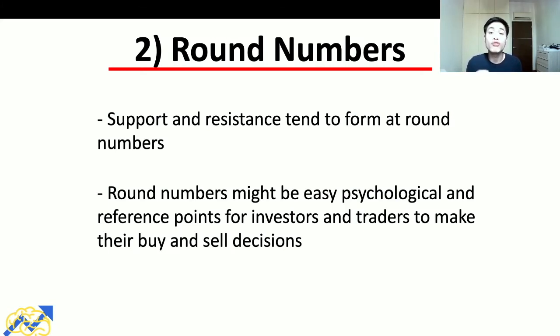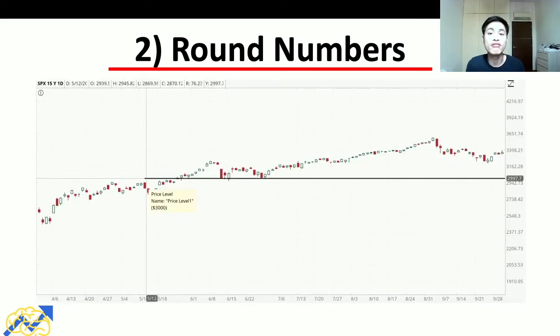And the reason is because round numbers might seem easy psychological and reference points for investors and traders alike to make their buy and sell decisions. Support and resistance levels tend to form at these round numbers. In this case for the SPX, there was a bit of resistance when prices were approaching the price level of $3,000. And when prices finally managed to break above the $3,000 price level, that old resistance at the price level of $3,000 became a new support level at the same price level.